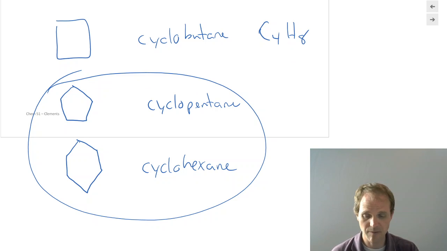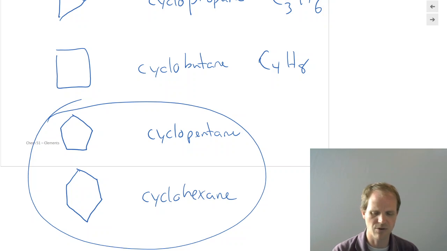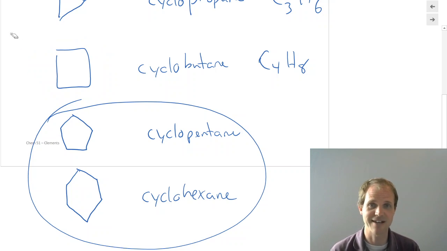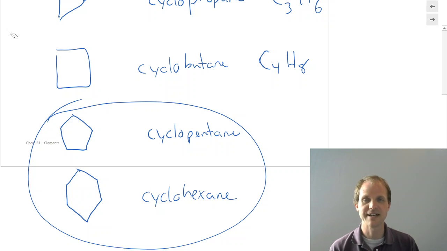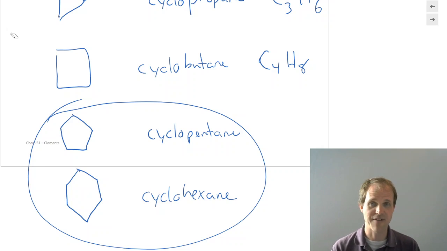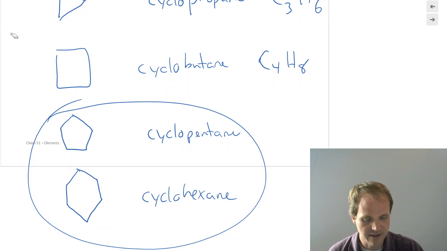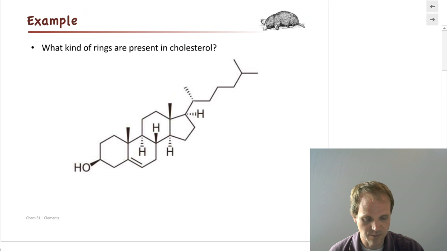You do see 4-membered rings and 3-membered rings. Definitely. I took a whole class in 4-membered rings. It really was a whole class in chemistry of 4-membered rings. But not as common as the 5-membered rings or the 6-membered rings. So cyclopentane and cyclohexane. Where are you going to see these? Well, let's look at one example right now.